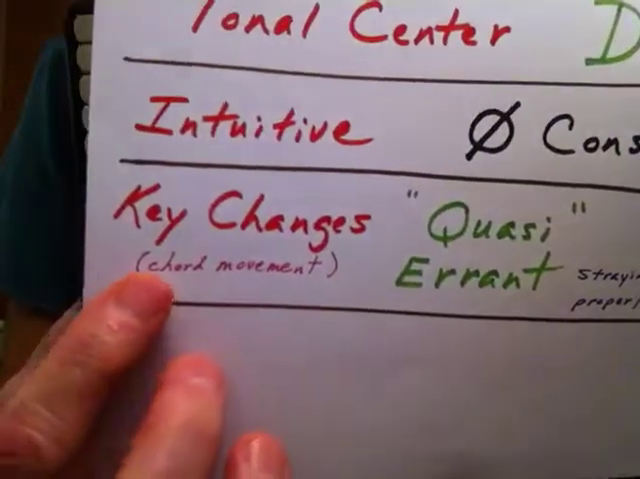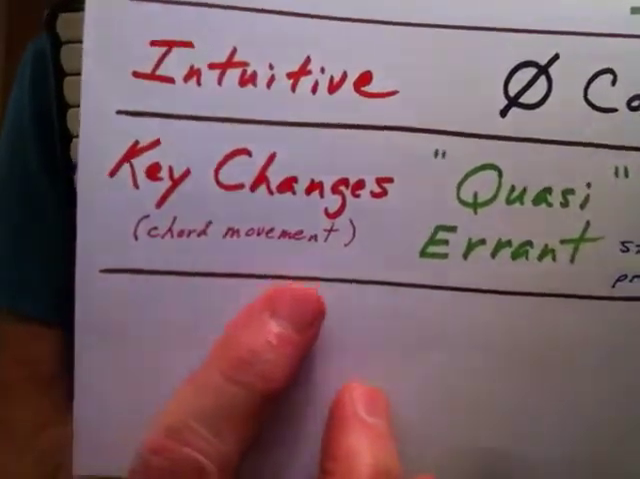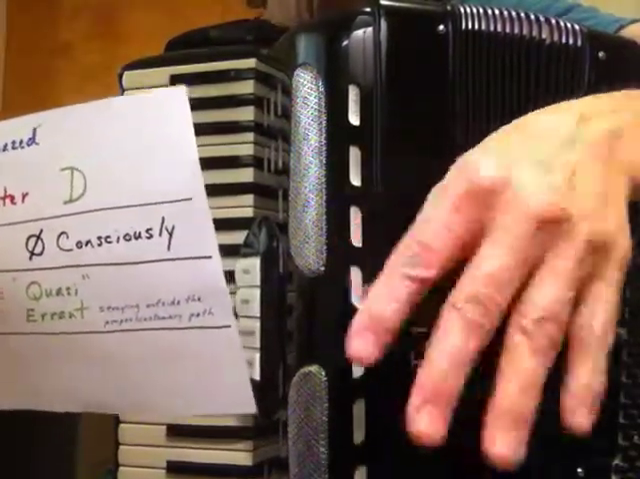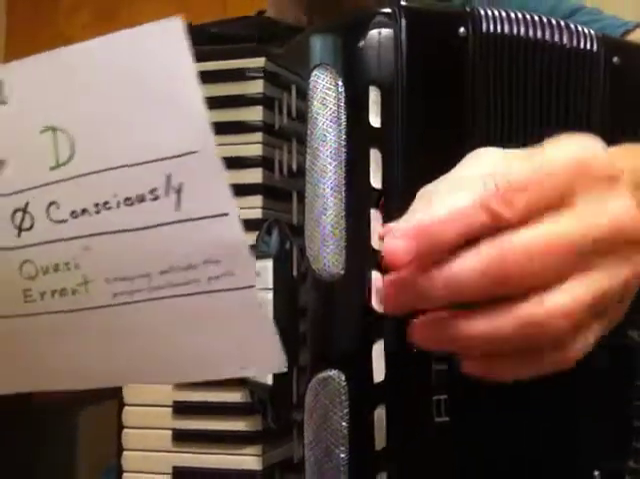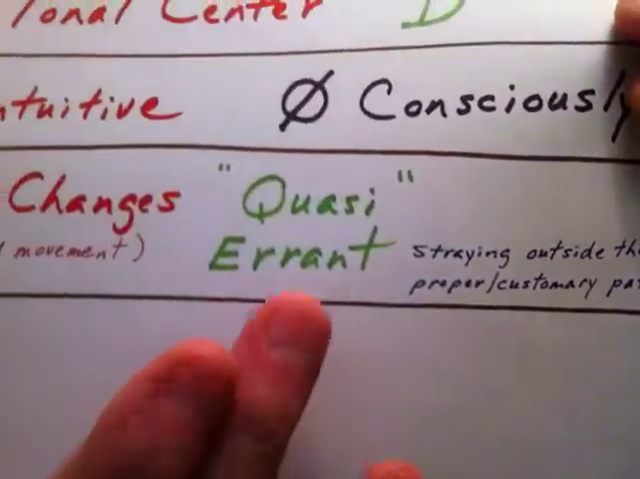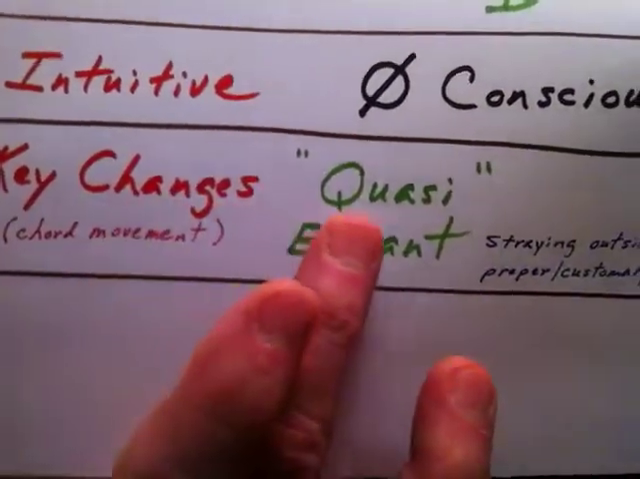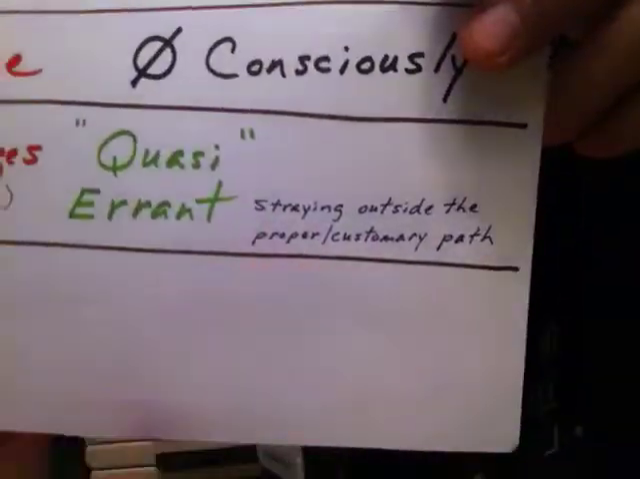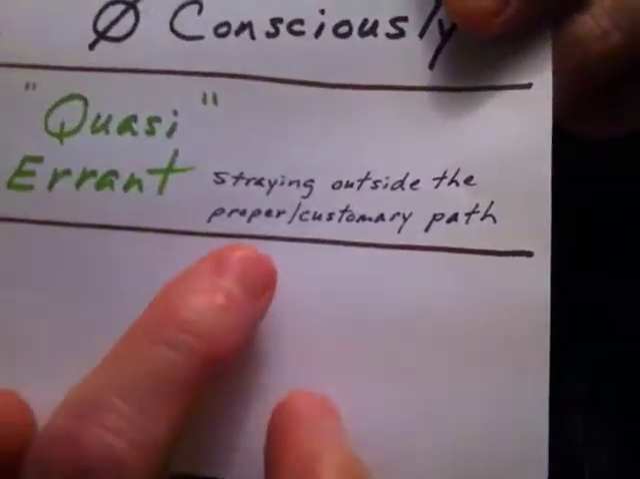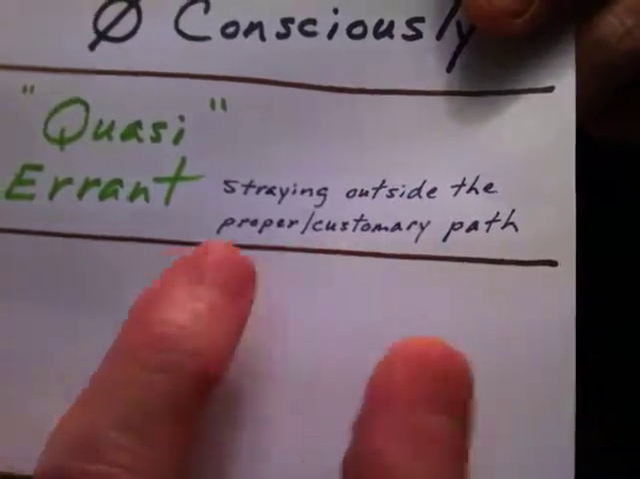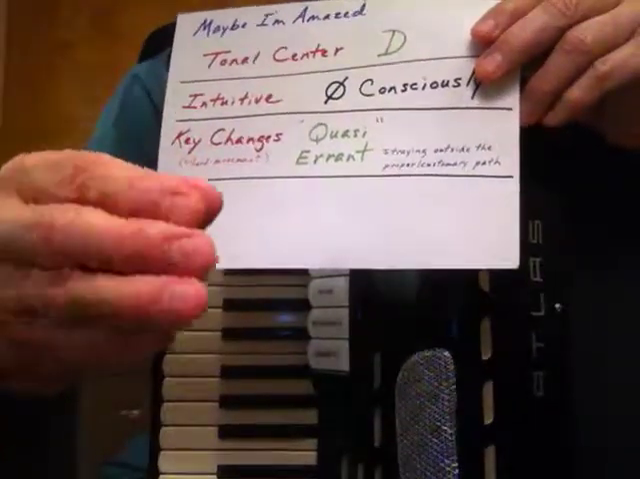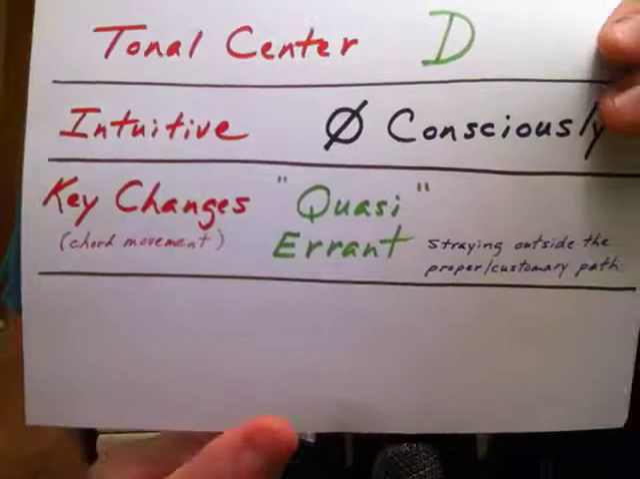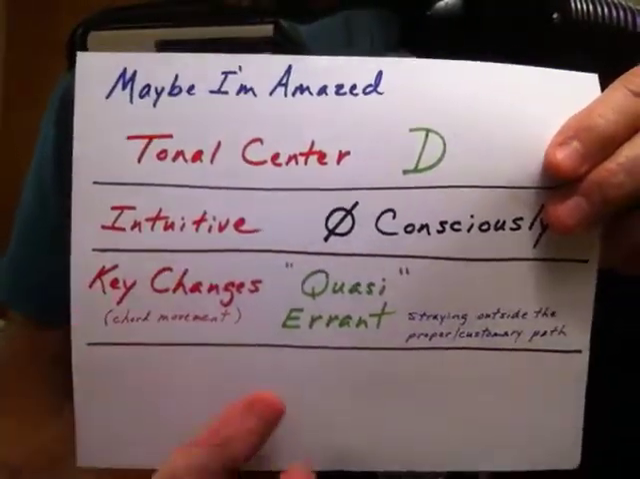Now, when McCartney does key changes or chord changes, when he has chord movement, you think these key changes are specific or intentional. But I think, in my mind, McCartney's key changes and chord changes are quasi-key changes, or you could say errant. In other words, errant meaning straying outside the proper or customary path or bounds. They just kind of wander off, but the effect is beautiful and it works. And he's a master at that. So I say he's a master at the errant key change or chord movement.